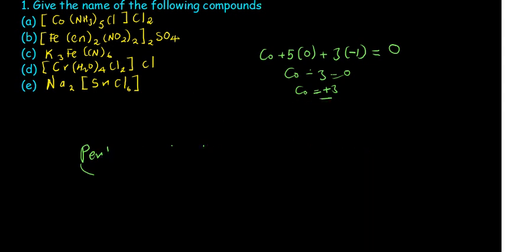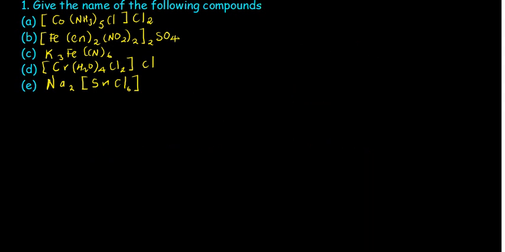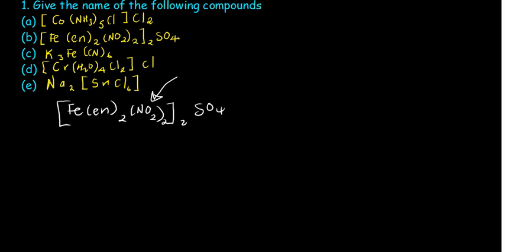Now let's name the second one. In the same way we did the first one, we have Co(en)2, that is ethylenediamine, and then we have NO2, there's a 2 there, and then we have a sulfate. So which one is the ligand here? The ligand is this one, which is the ethylenediamine attached to the metal ion. And then we also have nitrogen dioxide there.